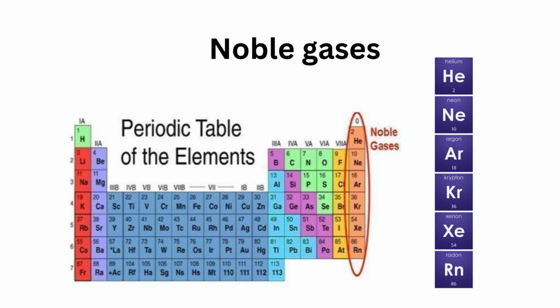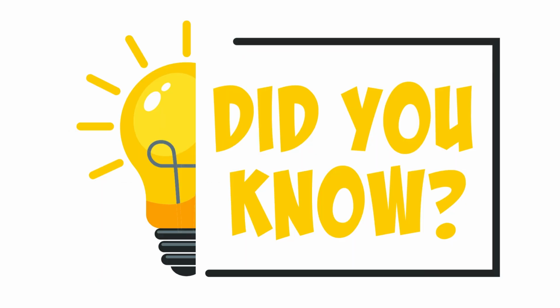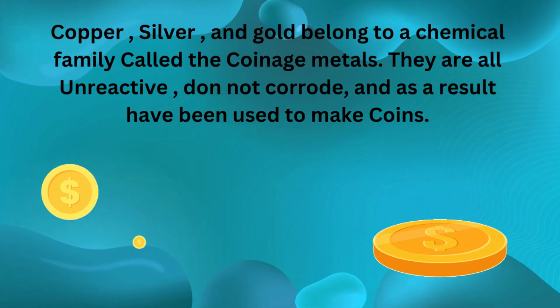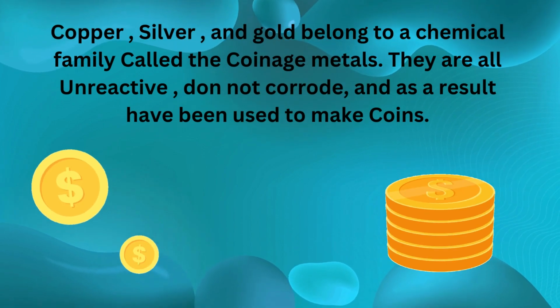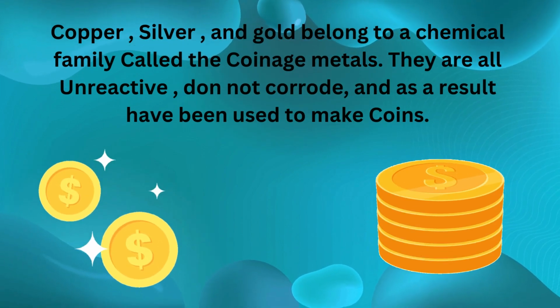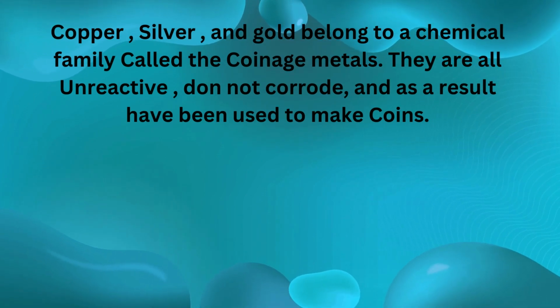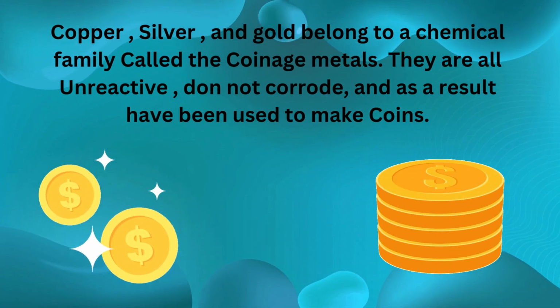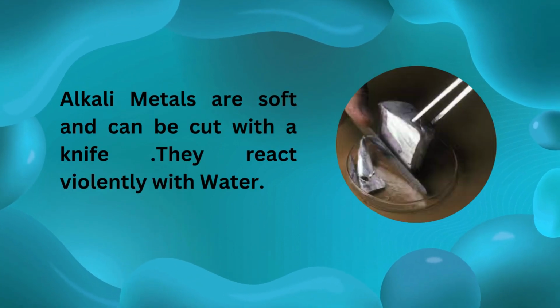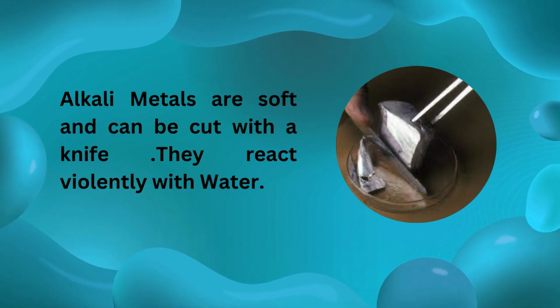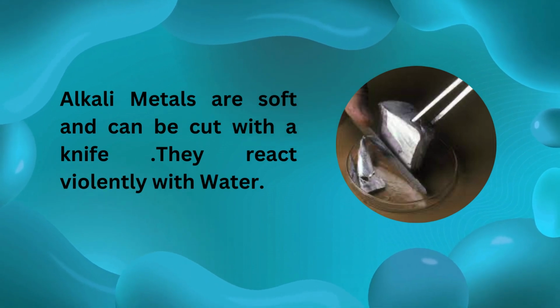Now there are some facts for you. The first one is copper, silver and gold belong to a chemical family called the coinage metals. They are all unreactive, do not corrode, and as a result have been used to make coins. Alkali metals are soft and can be cut even with a knife. They react violently with water.